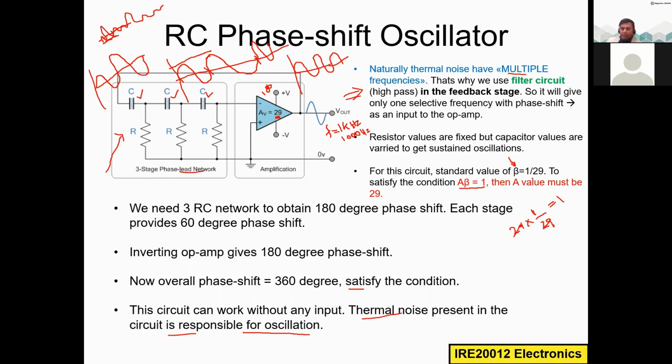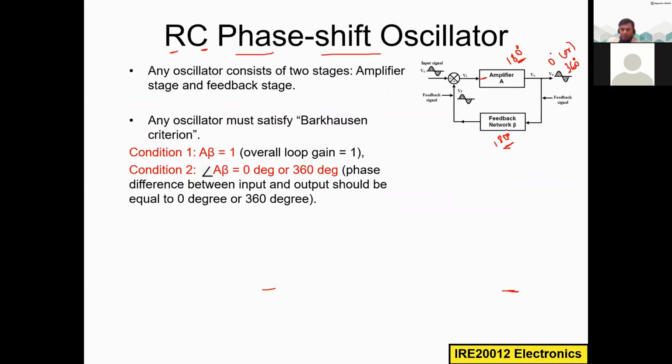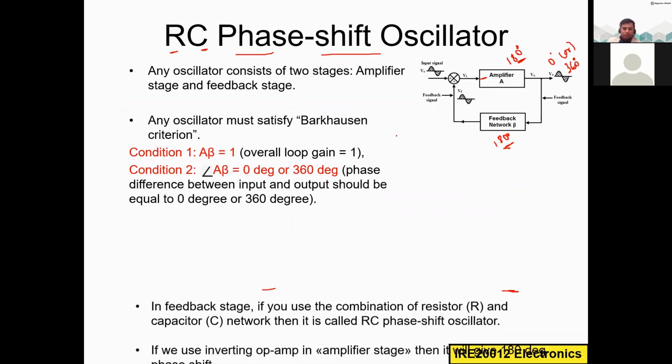So I am not deriving how to obtain this 1 divided by 29. Just to remember this, in the RC phase shift oscillator, the gain of the operational amplifier is 29. The gain of this feedback network is 1 divided by 29. This is beta. So this is what we had seen. This is the beta feedback network, and this is the gain of the operational amplifier. It can be a transistor also.